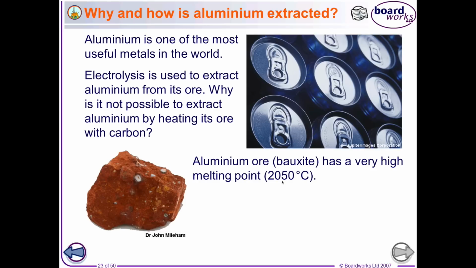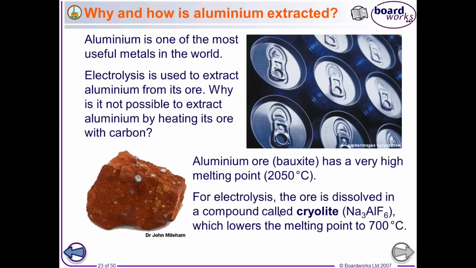So what happens is they add a chemical called cryolite to the aluminium oxide, and what that does is it lowers the melting point down to about 700 degrees. And that saves in terms of cost, because you don't have to use as much electricity because of this lower melting point. It also saves on the emissions as well, because less carbon dioxide is given off because the temperature is lower and less energy is needed.